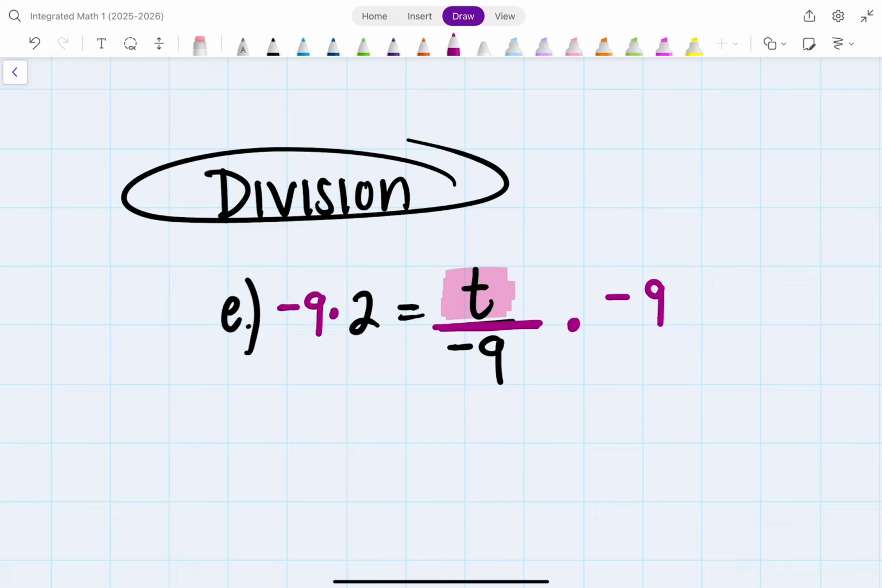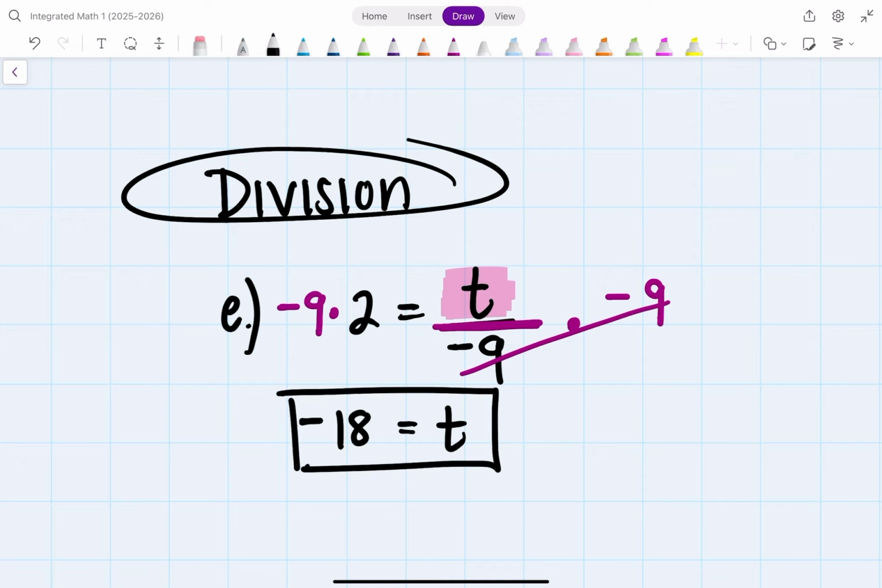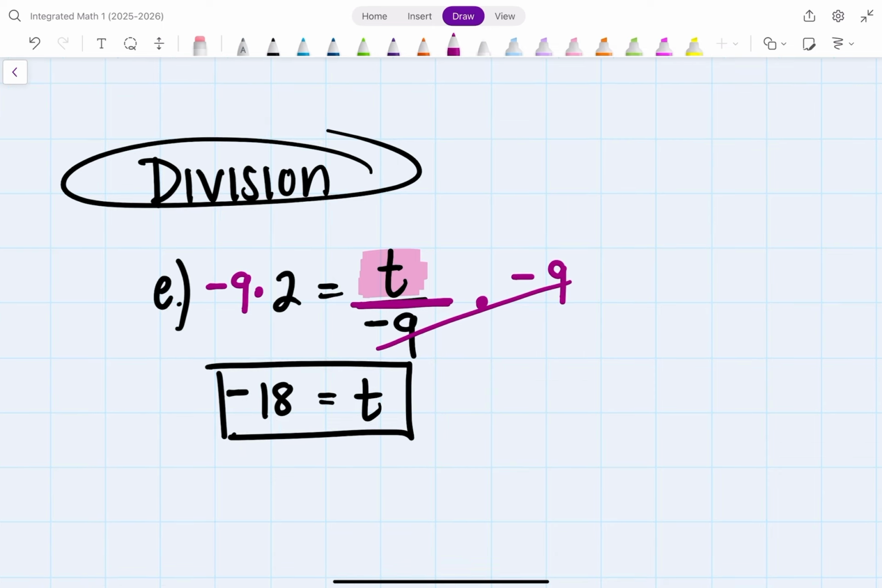Doing so would create a negative 9 over a negative 9, which gives me a 1, so this cancels. I'm left with t is equal to negative 9 times 2, which is a negative 18. The answer is negative 18. And our step was to multiply by negative 9.